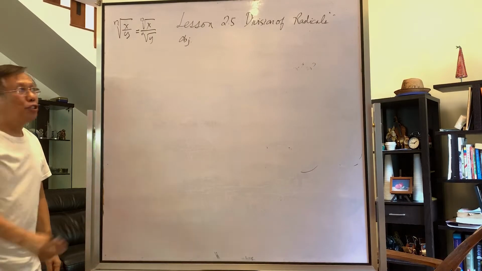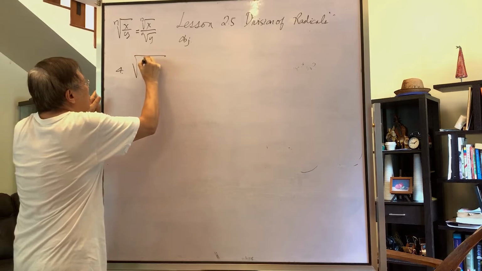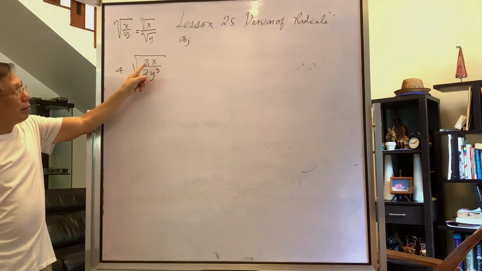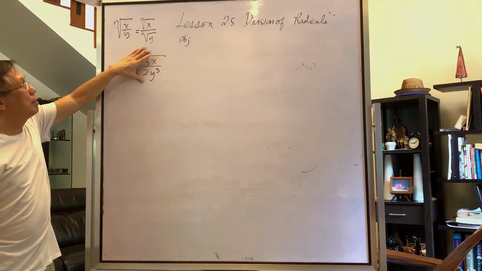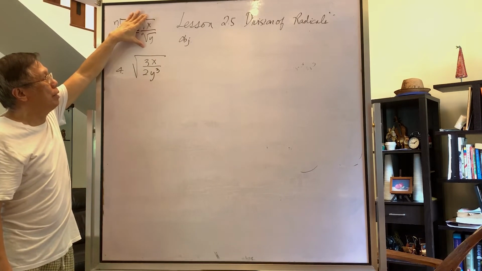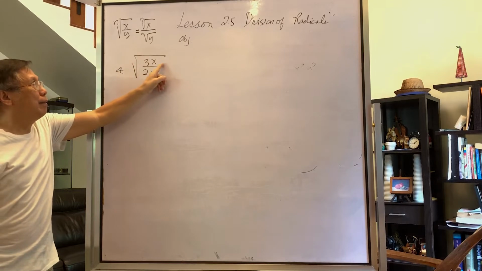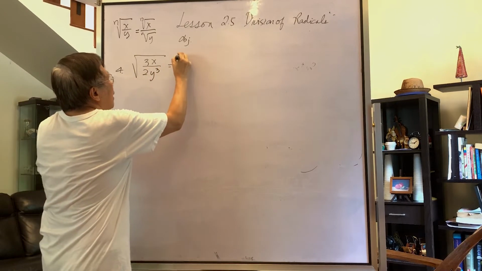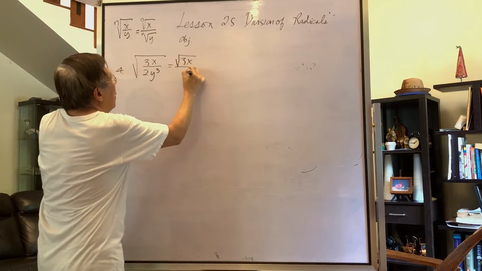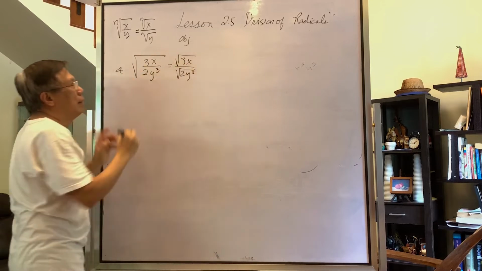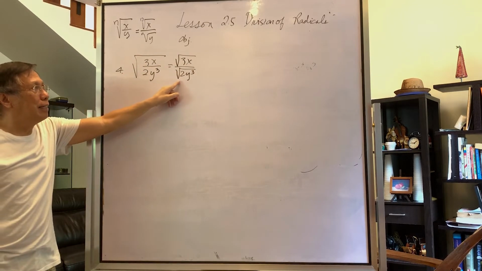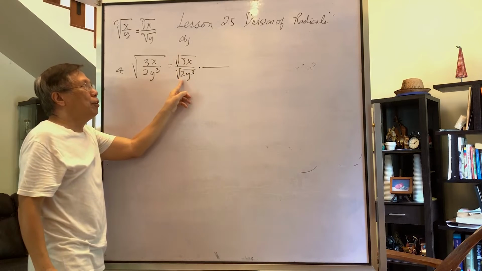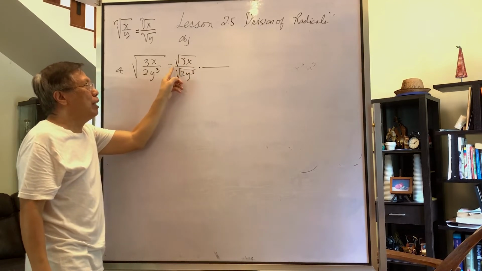For number 4, suppose we have the square root of 3x over 2y cubed. We can rewrite this radical so that it becomes like this before we rationalize, or we can rationalize within this single factor here. Okay, let me write this as a fraction following that theorem. Now we are left to rationalize the denominator, which means we would want the denominator to be a perfect square because the index here is 2.